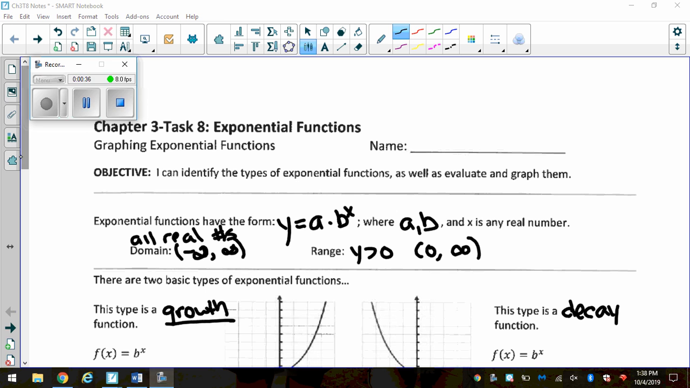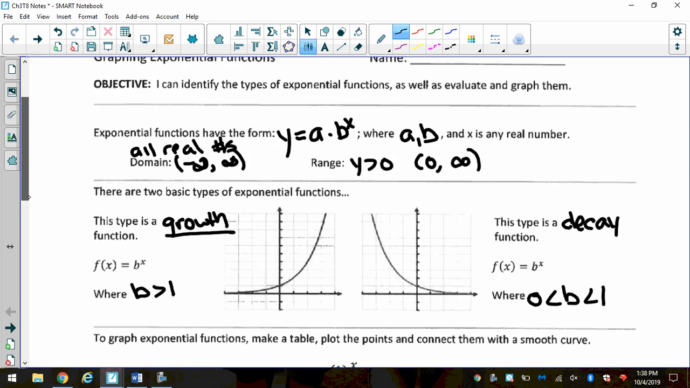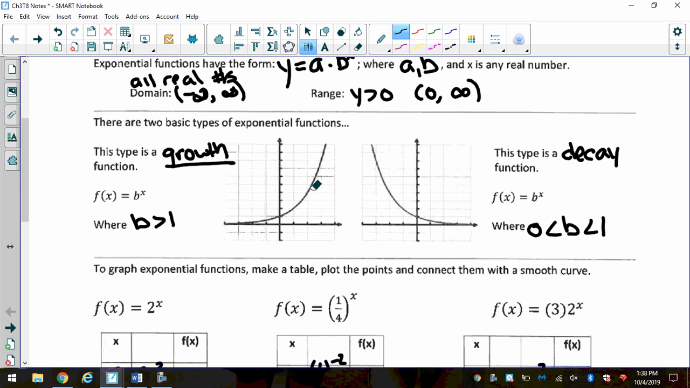So we have our two pictures here. The first one is a picture of a growth, and that's because it's going up as you go from left to right. The second one here is a decay, and it's because you're going down as you go left to right. The way you can distinguish between them, if you're just looking at the equation, is right here, where it says b is greater than 0. If I have a 2 to the x like we do below, this would be called a growth. But if it's a fraction like 1/2 to the x, then that's going to give us a decay function.